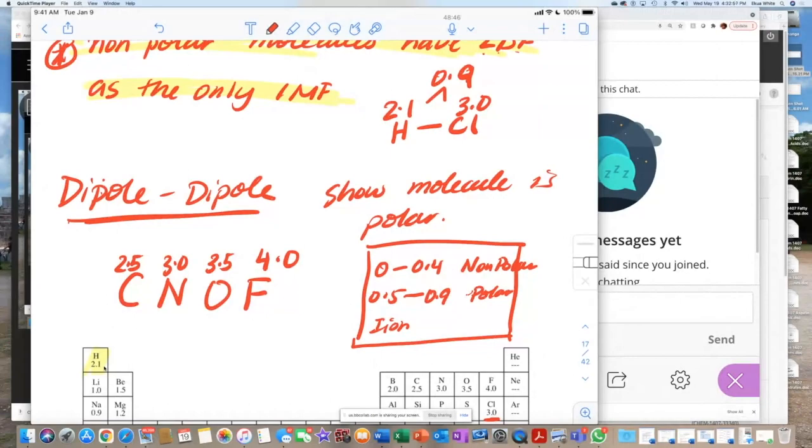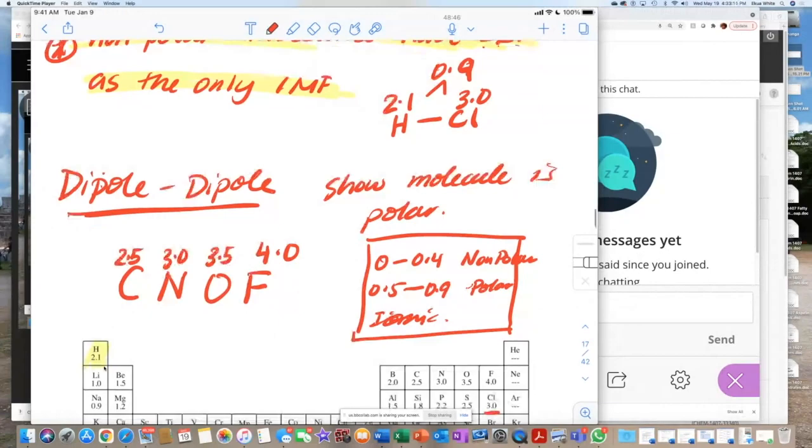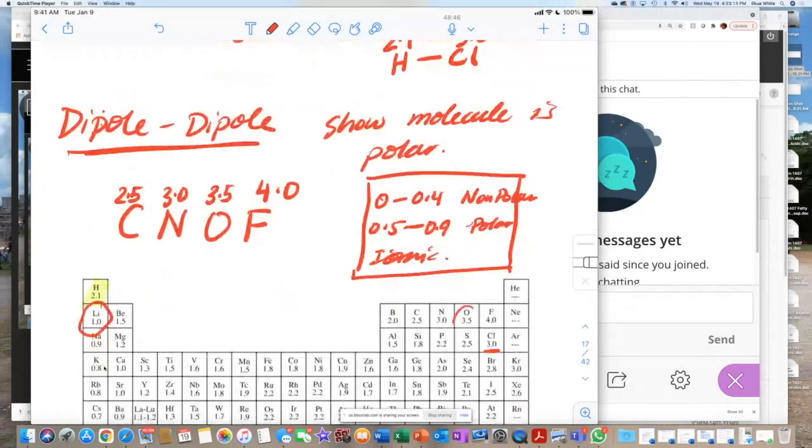I had it in one of my pages, but for some reason right now I just can't think of it. But I think between 0.5 and 0.9 is polar, and then above 0.9 is ionic. Yeah, because with ionic you'd have lithium and oxygen, right? Lithium and oxygen would be ionic. Anyway, our focus here is not on ionic compounds. All we want to know is, is the molecule nonpolar? If it's nonpolar, we have LDF only. If it's polar, we have LDF and dipole-dipole. We could also have hydrogen bonding.